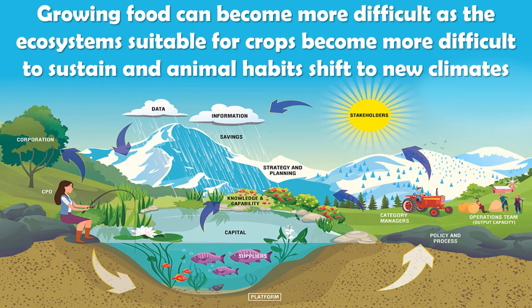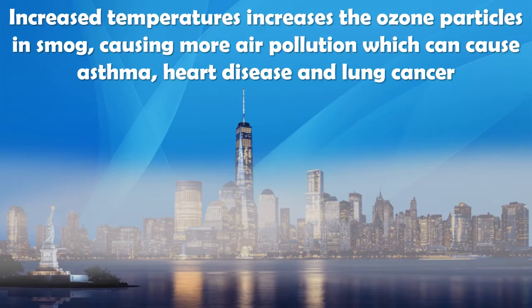Another way is that growing foods can become more difficult as ecosystems suitable for crops become more difficult to sustain and animal habitats shift to new climates. If you have a certain specific condition you need to raise pigs or grow grapes, and the climate changes, that puts a real hindrance on your ability to grow food. So it can really affect the way that we eat, our health, our nutrition. So it's important in that sense.